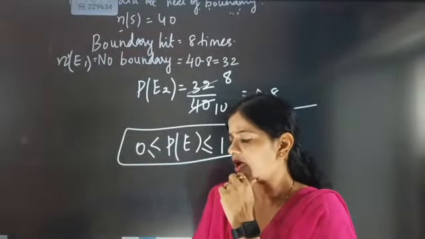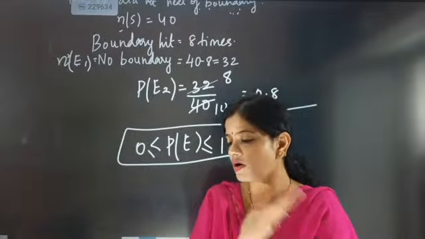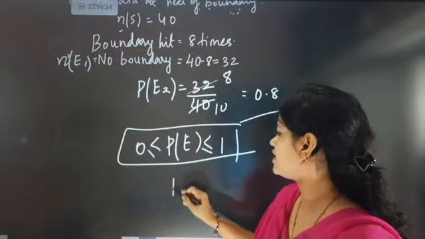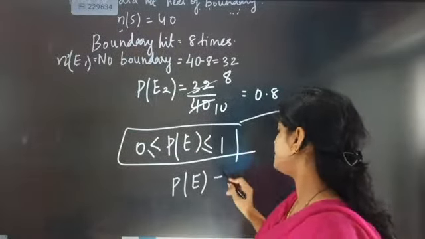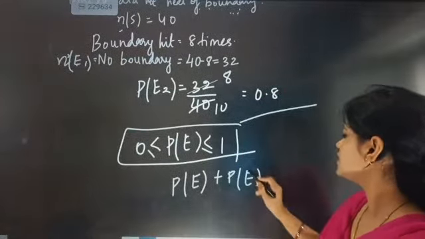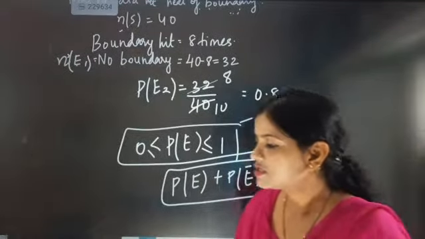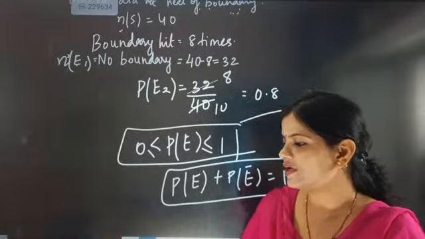Yes, Ekta. The probability of getting an event plus the probability of not getting an event should be equal to 1. This is another formula of probability. Using these two formulas, the probability of hitting is 0.2.